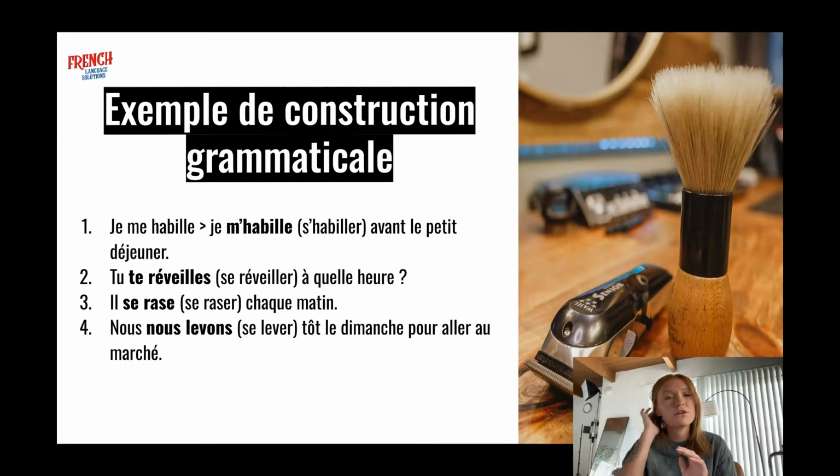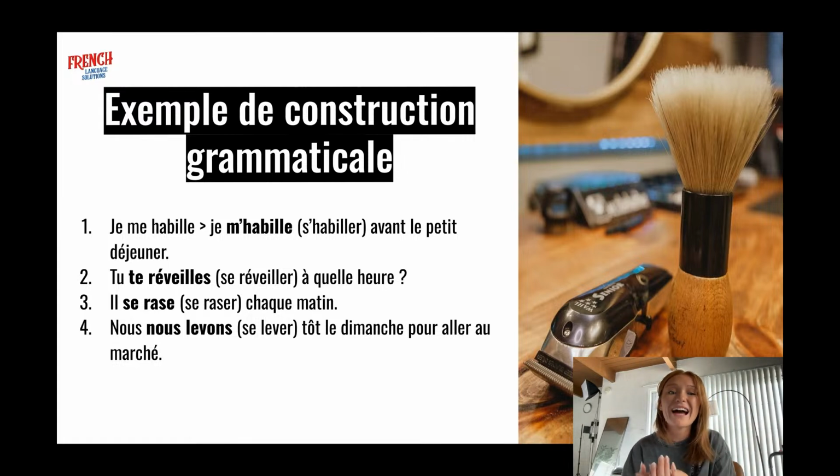More examples, so that it's easier for you. Look, this is what we said: je me habille, the verb s'habiller. I can say je m'habille. I'm just going to connect my e with my H, remove it, put an apostrophe, and you're good. Je m'habille avant le petit déjeuner. I get dressed before breakfast. Second one, the verb is se réveiller, to wake up. I'm going to change my se to te because my pronoun is tu. So tu te réveilles, finishing with es, à quelle heure? Meaning, what time do you wake up?